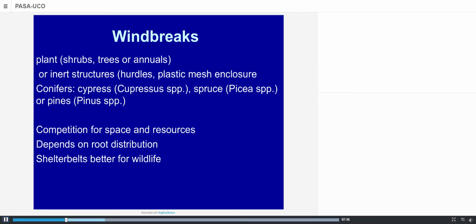When we use plants, we have a competition between the windbreak and the crop for space and resources, namely radiation and water. That level of competition will depend on the root distribution. If the trees have a very deep root distribution, the competition with the crop will be milder. In general, we consider that shelter belts, in other words, several rows of trees and shrubs, are better for wildlife, for protecting animals and improving the life of the wildlife.